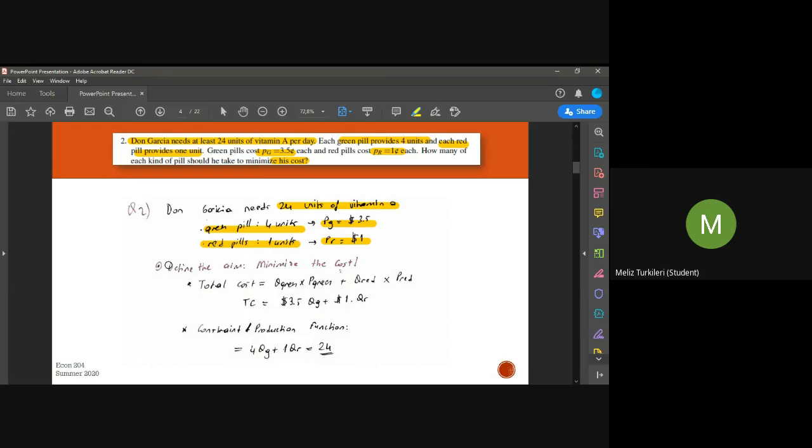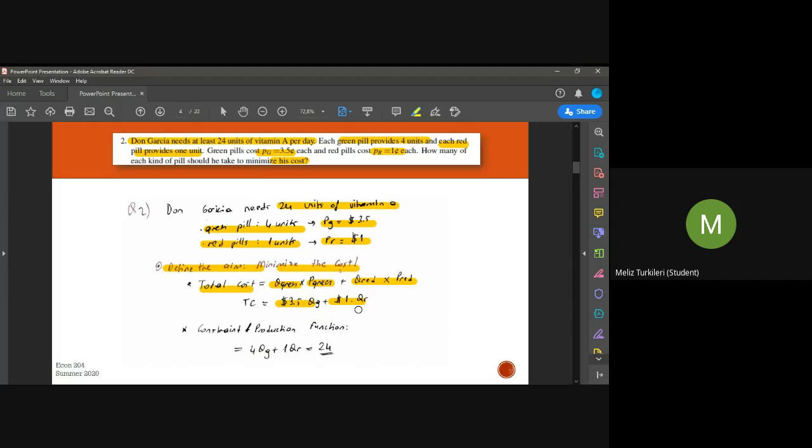What is our aim? Define our aim. We need to minimize our cost to get 24 units of vitamin A. Let's start with writing the total cost function. Okay, I'm going to write this cost function as a function of quantity and price. We have a quantity of green pills and price of green pills. And I know that the price of green pills is $3.5. And I know that the price of red pills will be $1. Okay. So I just formalize this information and plug them into the total cost function.